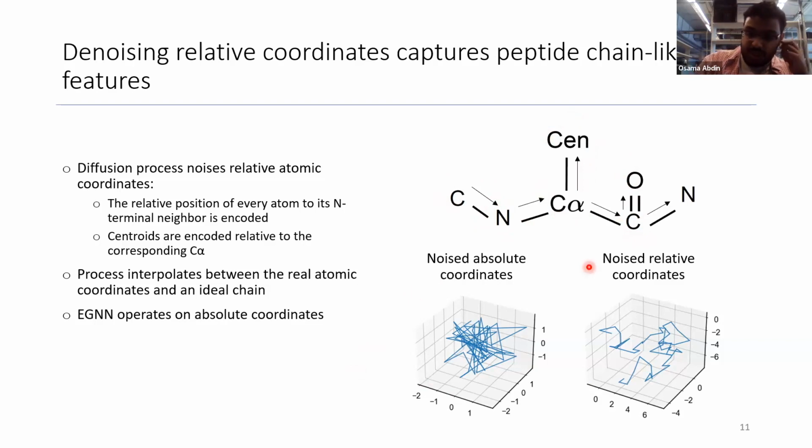So effectively what this does is, instead of generating uncorrelated point clouds of atoms, it generates ideal chains when the peptide is fully noised. And this much more closely represents a real peptide conformation, which makes it easier for the model to generate a real peptide from this noise representation. It is important to note that the EGNN layers still operate on absolute coordinates, so they can still reason about the relative positions of atoms in three-dimensional space.